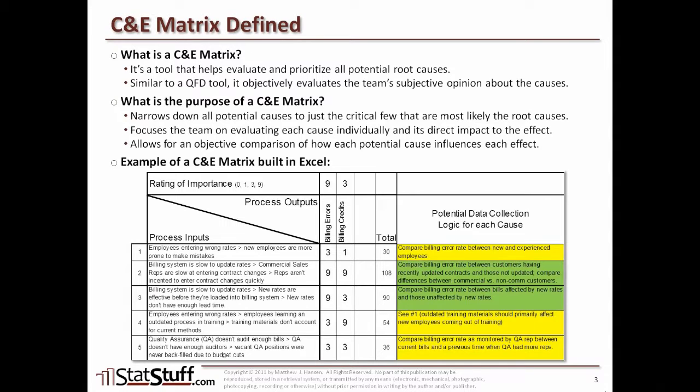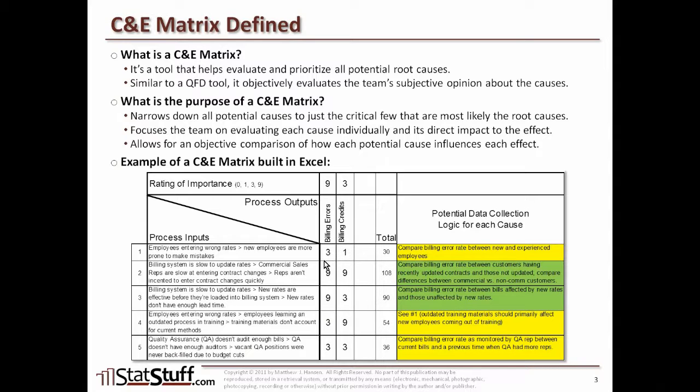So as an example of what one might look like, here's what it looks like in Excel, where we have on the left-hand side all the different potential inputs that were identified, or those potential root causes or factors identified from the C&E diagram and 5 whys tool, listed off here to the side. And then the effects will be listed across the top here, and you can have multiple effects. Sometimes you have the same potential root causes that influence these different potential effects. And the idea is you want to see how they align with each other.